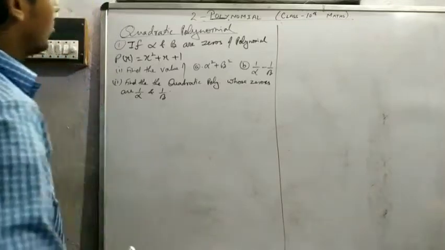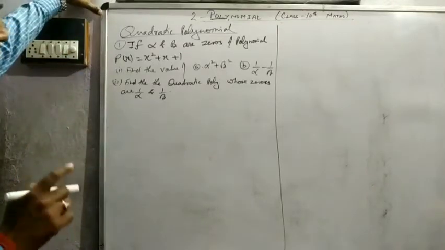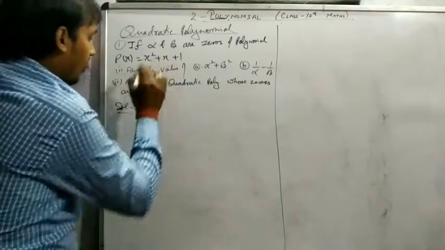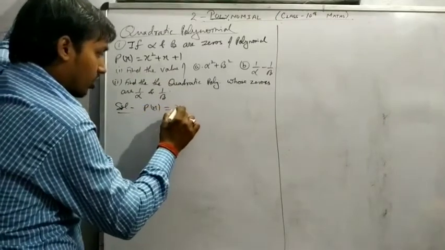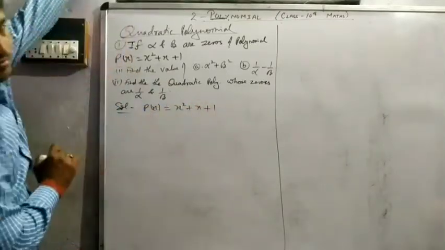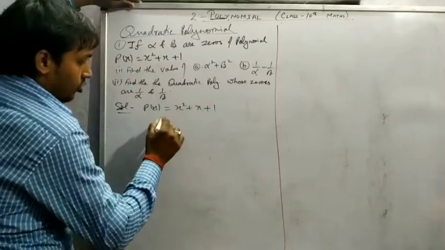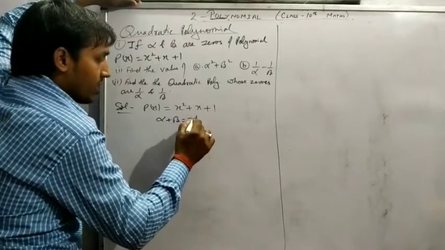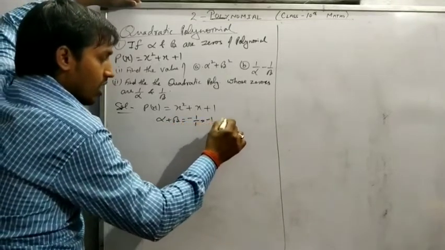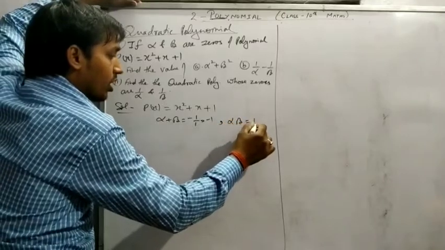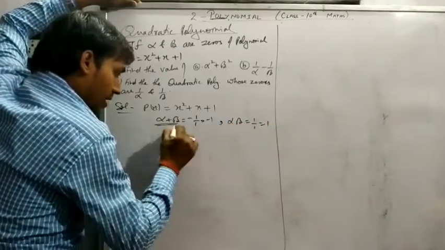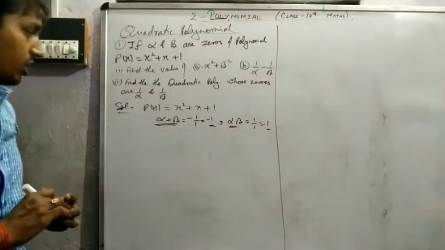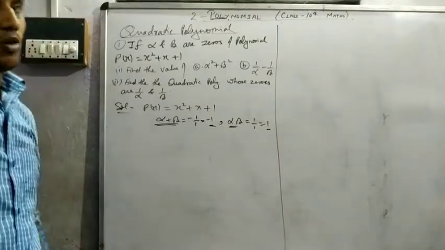First thing, if the polynomial p of x is equal to x square plus x plus 1, you know alpha plus beta is equal to minus b upon a, that means minus 1, and alpha into beta is equal to c upon a, that means 1. So alpha plus beta is minus 1, alpha into beta is 1. These two things you directly get from the given polynomial.